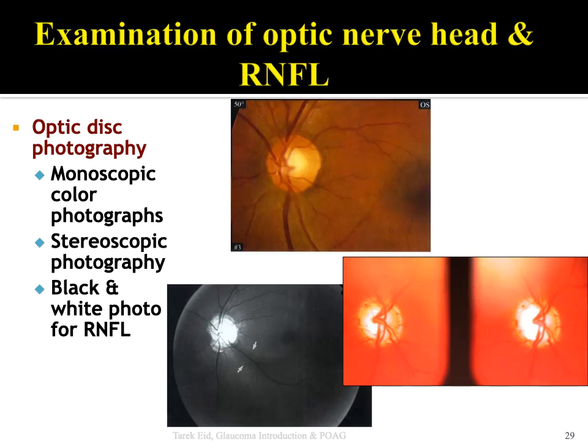But before we see the optic disc, another method of examination of the optic nerve head is optic disc photography. This can be either monoscopic photos or stereoscopic photos, where we can see three-dimensionally and see the depth of the cup or elevations of the disc. Also, black and white photos can show us defects in the retinal nerve fiber layer.